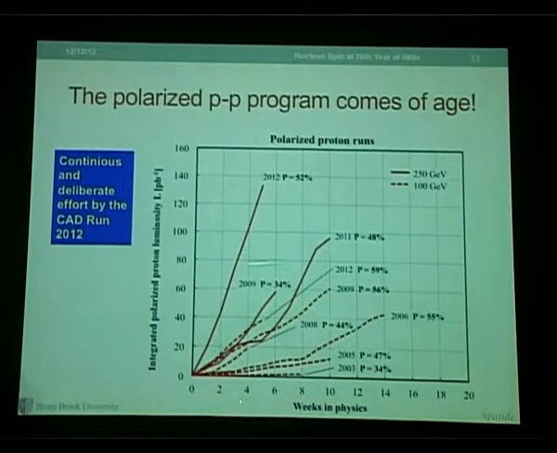In the last 3 months, we have now switched to 250 GeV, which is the W physics program. I will not be talking about it unless it is asked in the questions, but this is something that we are now at about 50, 55% polarization at 250 GeV.